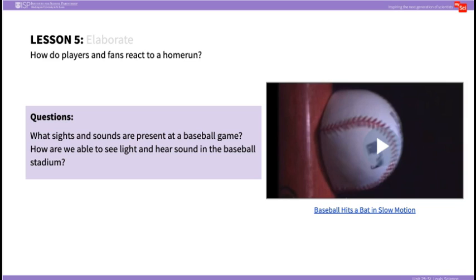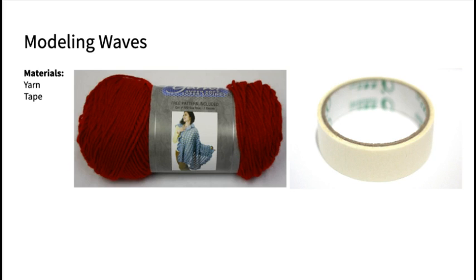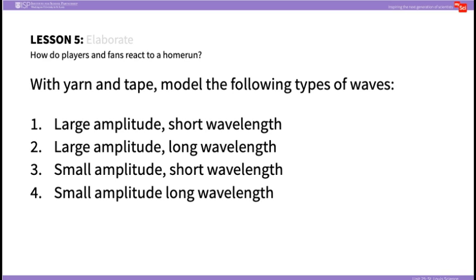All waves, regardless if they're sound waves, light waves, or waves that travel through objects, have similar properties like amplitude and wavelength. In the next activity in our elaborate section, students will use yarn and tape to create models of waves with different amplitudes and wavelengths. They will be asked to create 4 different types of waves with their yarn and tape to construct their model.